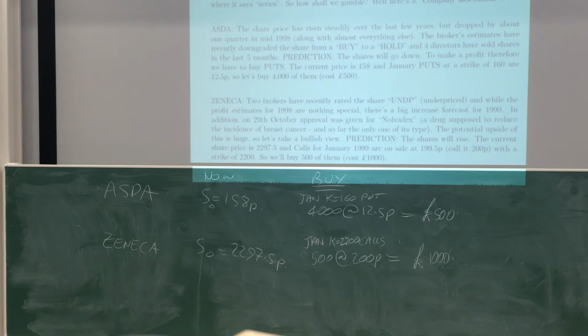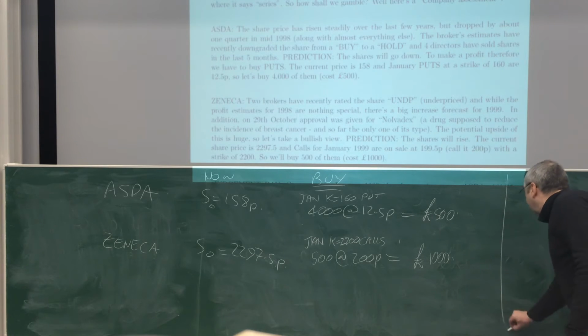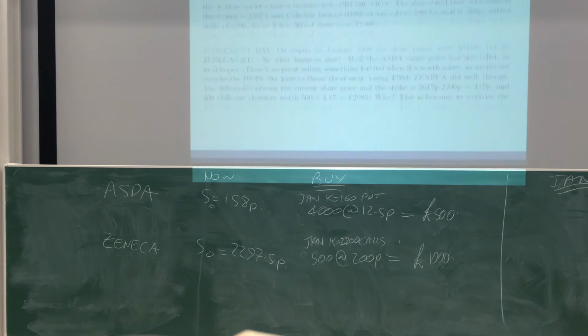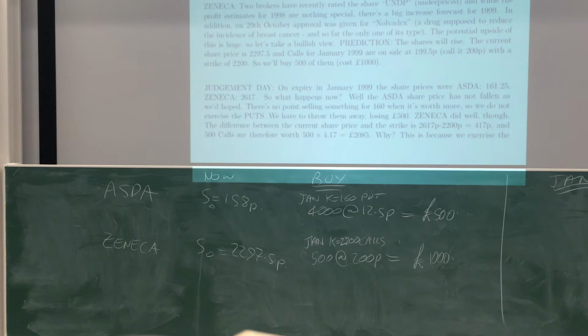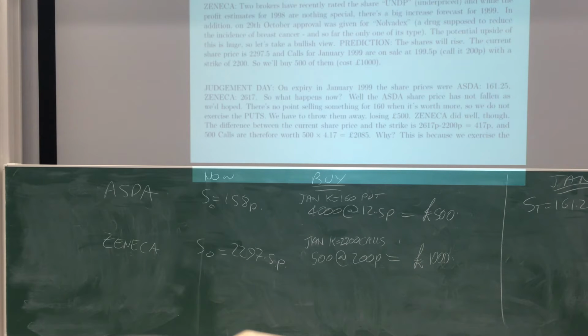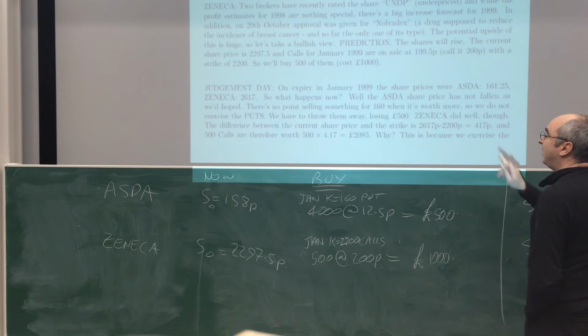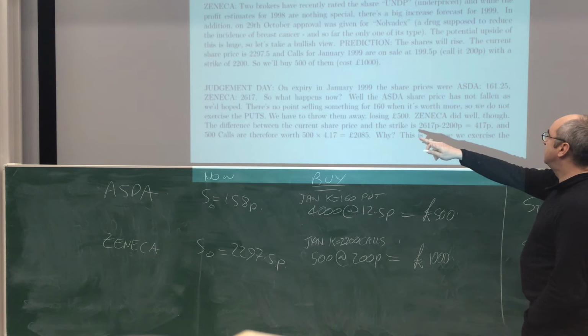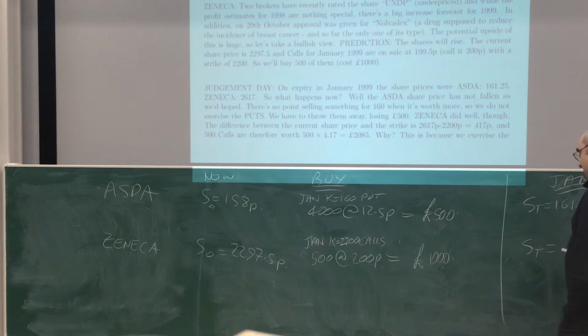Okay, so let's now roll forward to January. January comes. And let's see what happens. So in January, the share price of Asda was 161.25 pence. S sub T means the share price at expiry. So the expiry date was January. So S sub T of AstraZeneca was 2617.